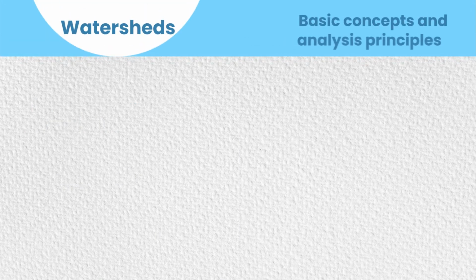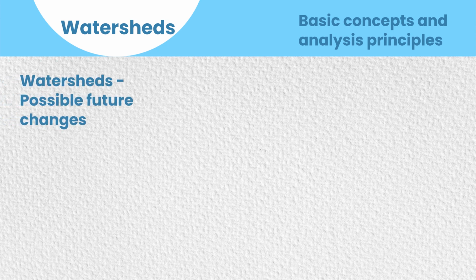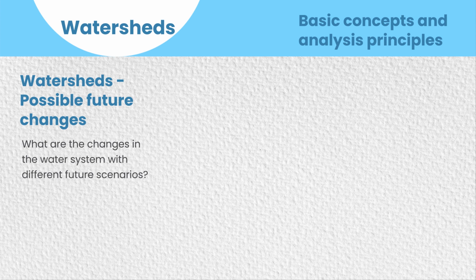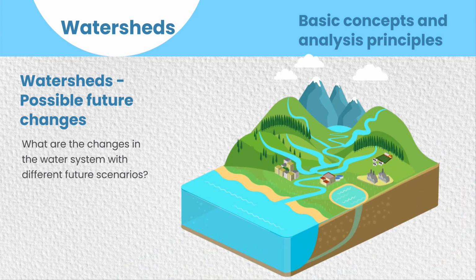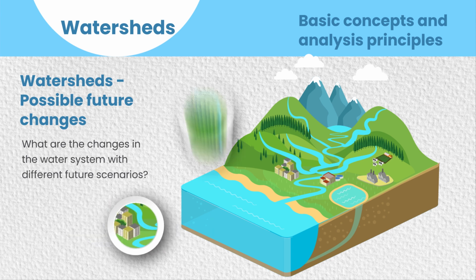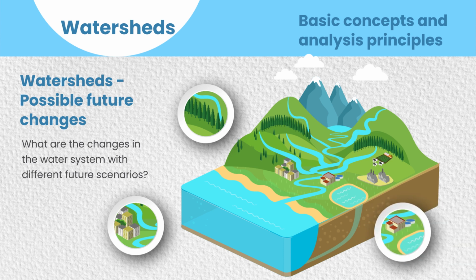When we enter the world of predictions, we want to answer the question of, what are the changes in the water system with different future scenarios? And the reality is that a basin can have many changes. Some areas are transformed into cities. In others, the land cover changes. In other places, infrastructure projects are developed. Agricultural developments. I mean that there are many changes in the system, and that we want to have a tool that allows us to make the prediction.